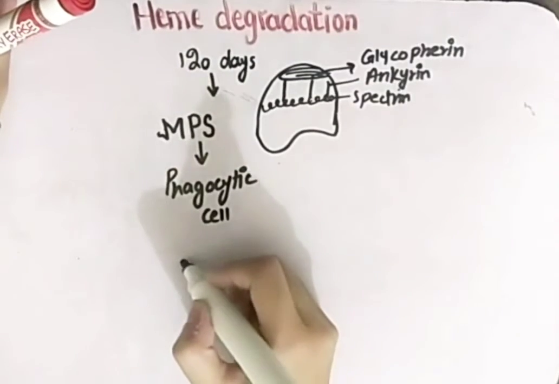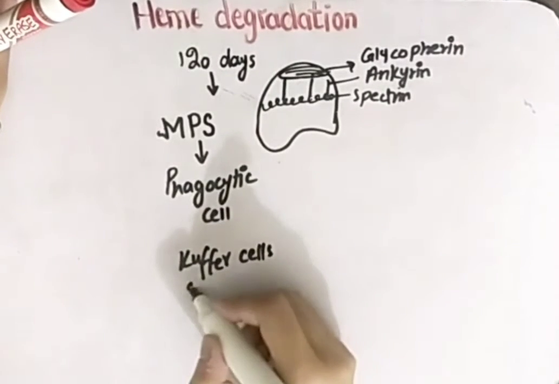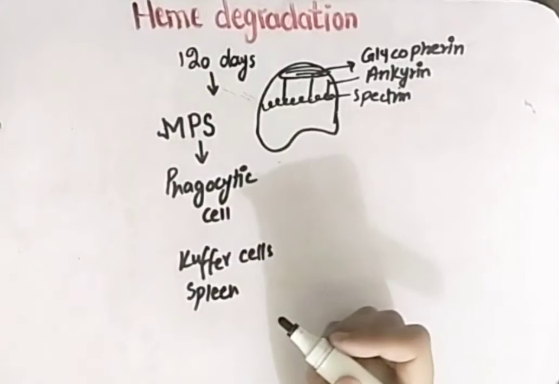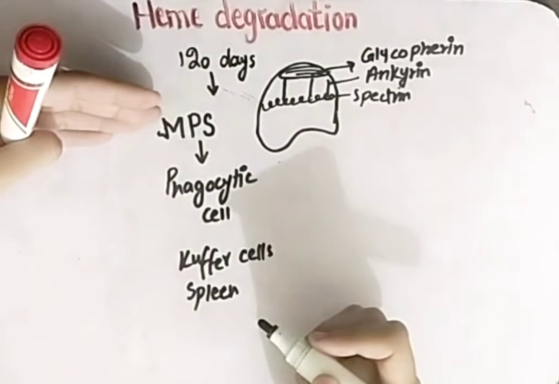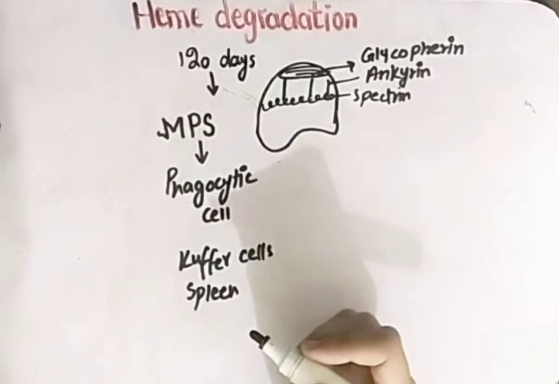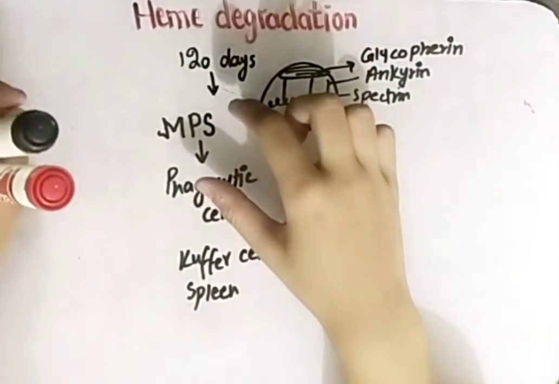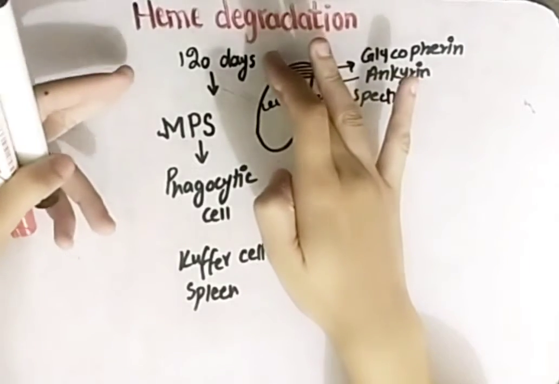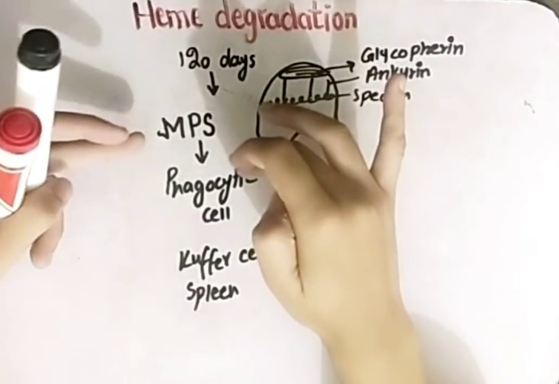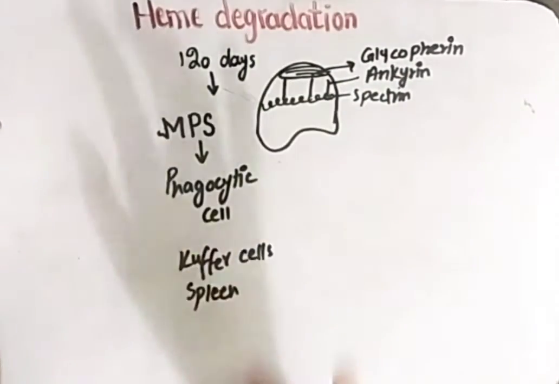For example, the Kupffer cells present in the liver are included. The macrophages present in the spleen are included in the reticuloendothelial system, or mononuclear phagocytic system. Similarly, there are macrophages present in the skin, and in your brain, microglia. All these phagocytic cells are collectively called the mononuclear phagocytic system. Okay, so after the RBC completes its 120 days, it is taken up by this system, which is a part of the immune system consisting of phagocytic cells.